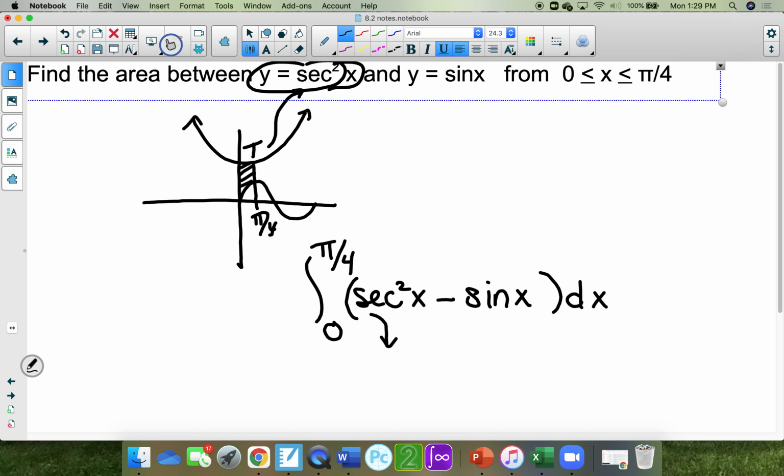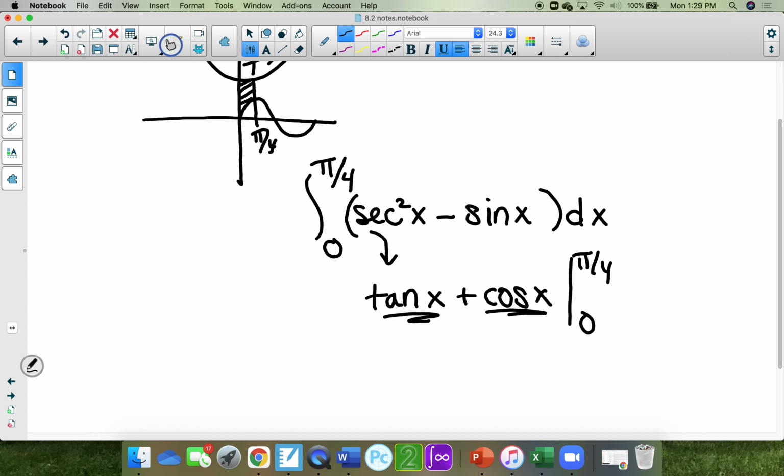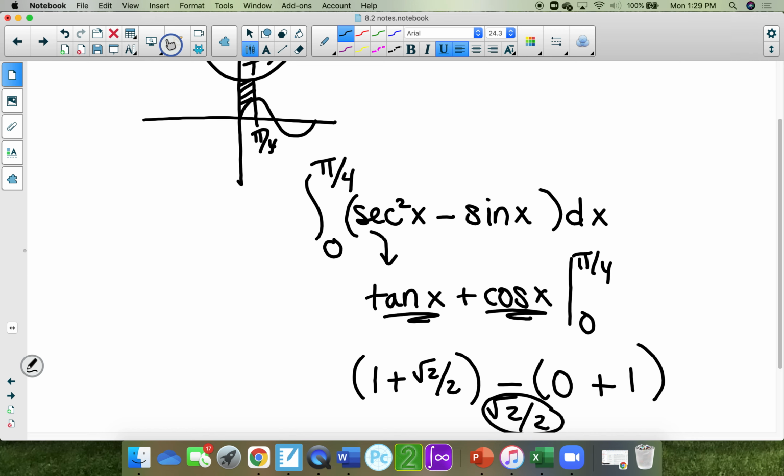The antiderivative of secant squared is tangent, and the antiderivative of negative sine is cosine of x, from 0 to pi over 4. At the top, you put in pi over 4: the tangent of pi over 4 is 1, plus the cosine of pi over 4 is the square root of 2 over 2, minus the tangent at 0, which is 0. And then the cosine at 0 is 1. So you're going to get 1 plus the square root of 2 over 2 minus 1, which ends up being the square root of 2 over 2. And that is the area from 0 to pi over 4 without using a calculator.